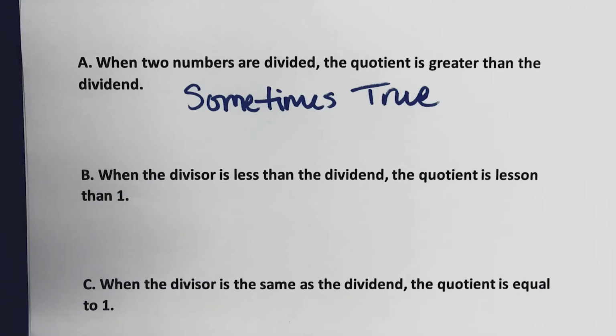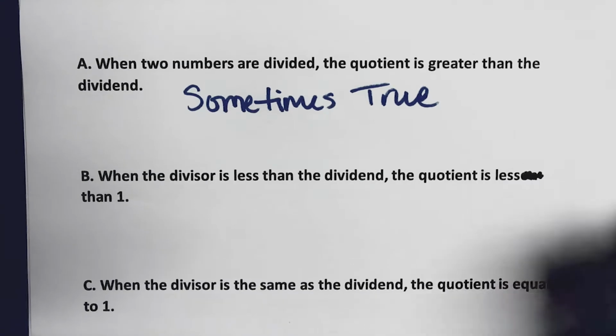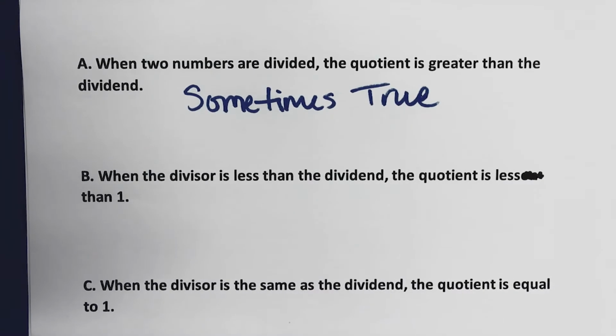What about B? When the divisor is less than the dividend, the quotient is less than 1. The typo there, let me block that out. So again, when the divisor is less than the dividend, the quotient is less than 1. Always, sometimes, or never true? Correct, that is never true.